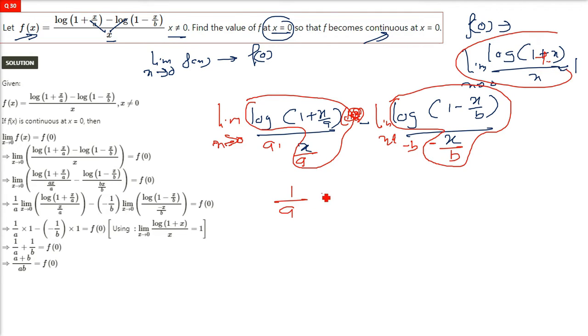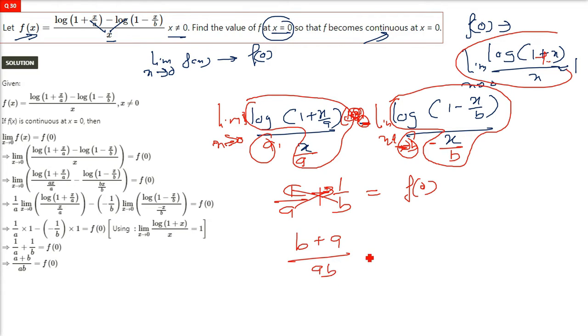1 by a here and minus 1 by minus b. See, there is a negative already and we have multiplied by negative b, so it will be plus. Negative will become plus. So 1 by a plus 1 by b, and that is going to be your f0. You are equating it to f0. So you can write it as b plus a divided by ab. That is going to be your f0. This is your answer.